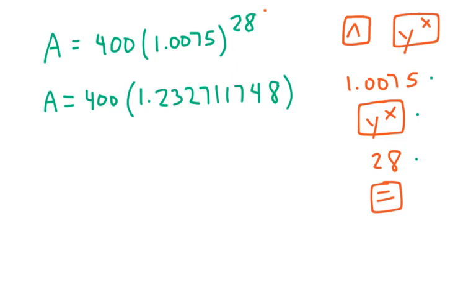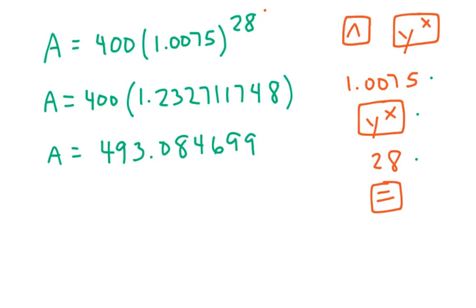On the bright side, I've got this 1.232711748 just kind of sitting there on my calculator. As long as I just leave it there, my next step is to multiply by 400. So I can just hit times 400 on my calculator, and I can see that A is going to be 493.084699. Again, keeping all my decimals.